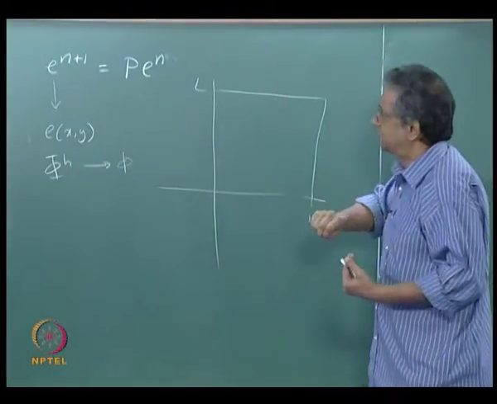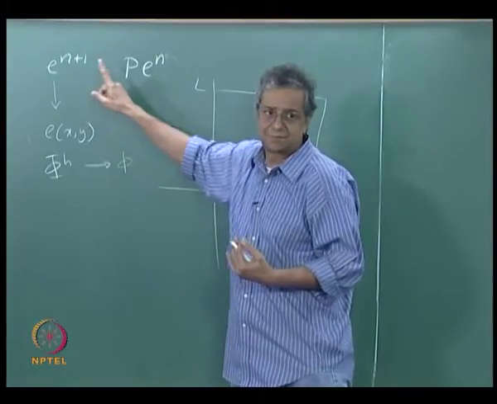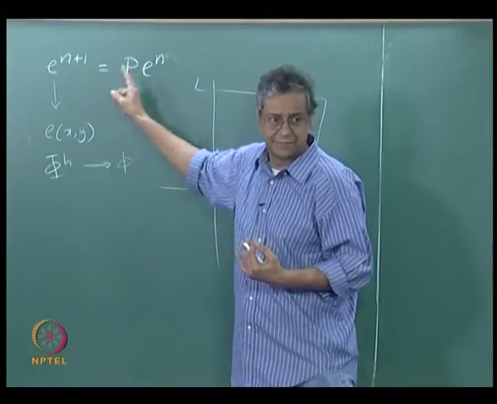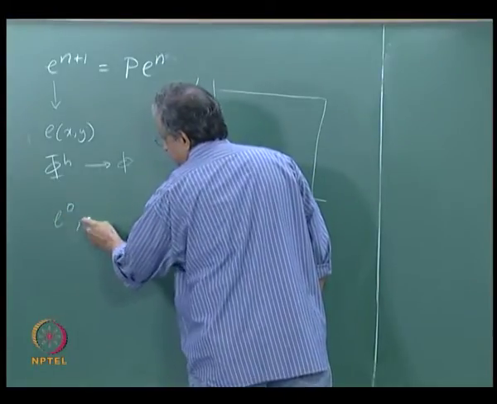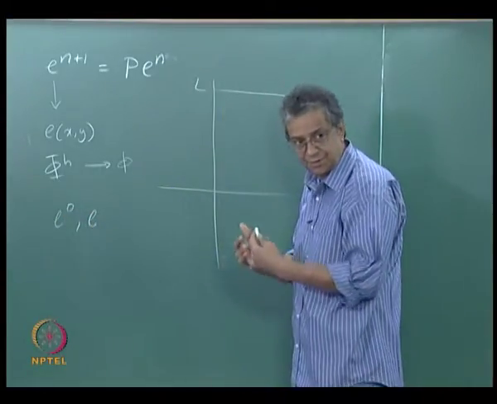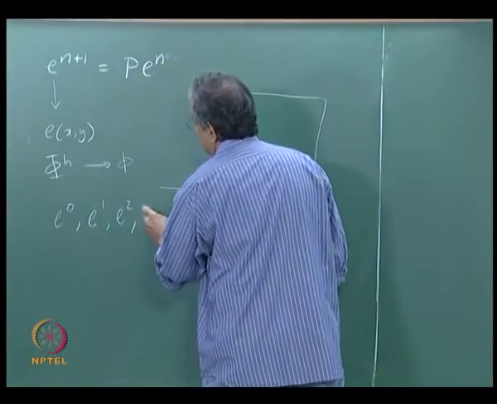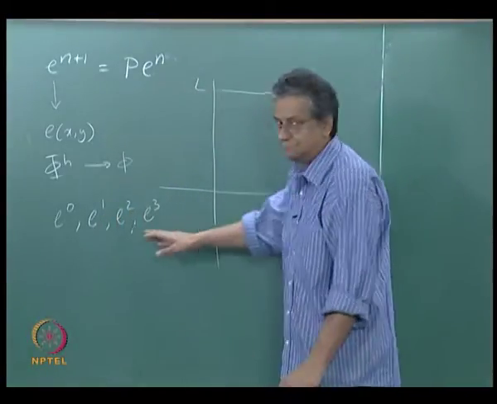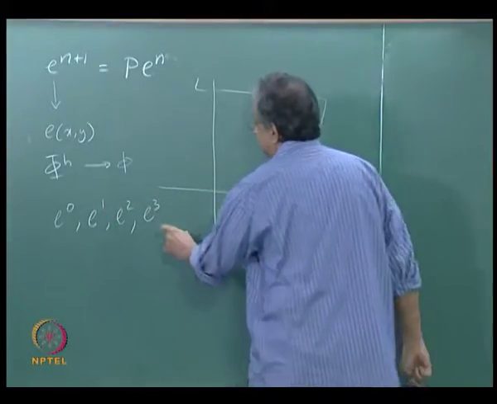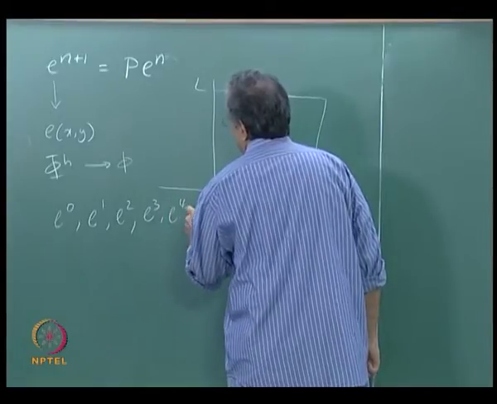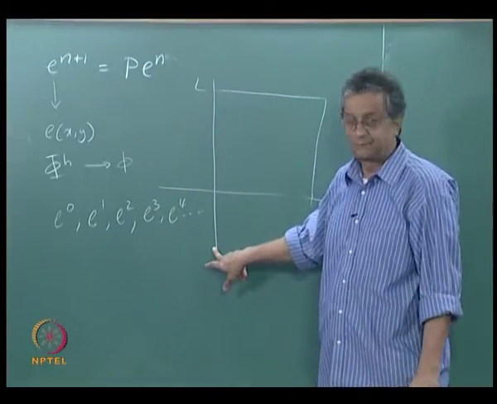Now the question that we are asking is, if I go through this sequence, E^{n+1} is P times E^n, and if I keep repeating this, I will generate a sequence which is E0, the error that we make when we assume the solution, then you have E1, E2, E3, E4 and so on. These are not E as in 2.71, this is E as in the error. So the question that we have is, does the sequence converge?